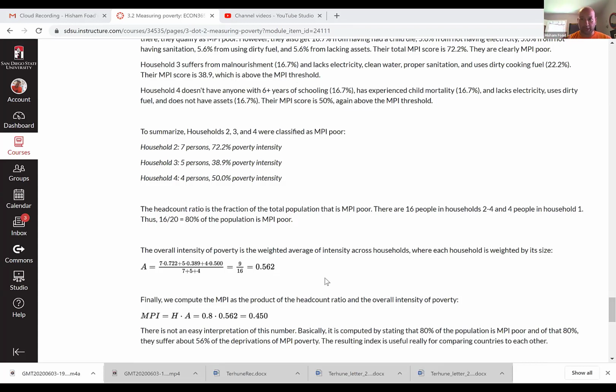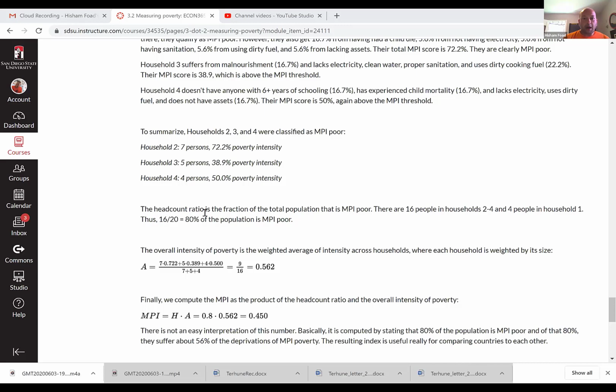Now, before you freak out, I'm not actually going to ask you to compute MPI poverty. I want you to know what the deprivations are. I'm not going to have you go through all of these calculations. I do want you to know what the deprivations are and why MPI poverty is a better definition than, for example, an income-based measure. But again, I'm not going to require you to go through all of these steps.